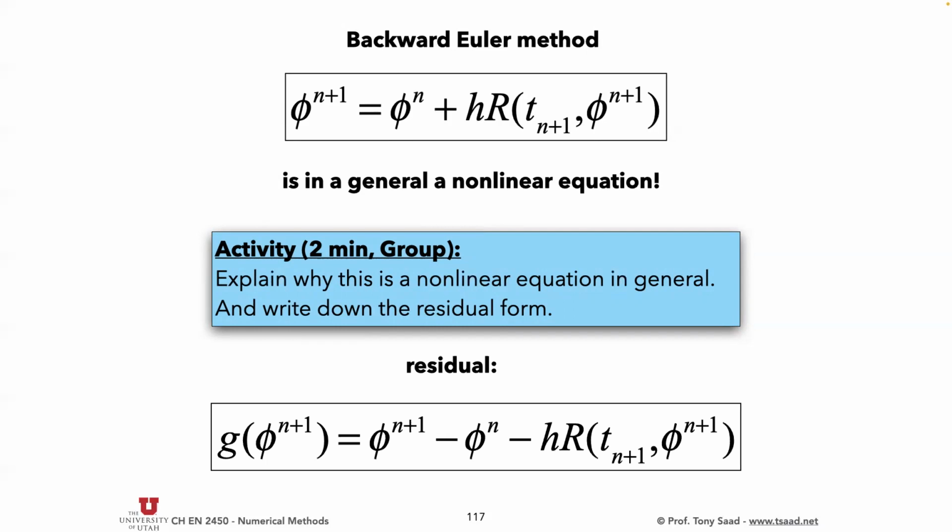So then for each time step, you have to define a residual function, which is the left-hand side minus the right-hand side. So your residual function, g of phi n+1, or r, is phi n+1 minus phi n minus h r at n+1, equal to 0.